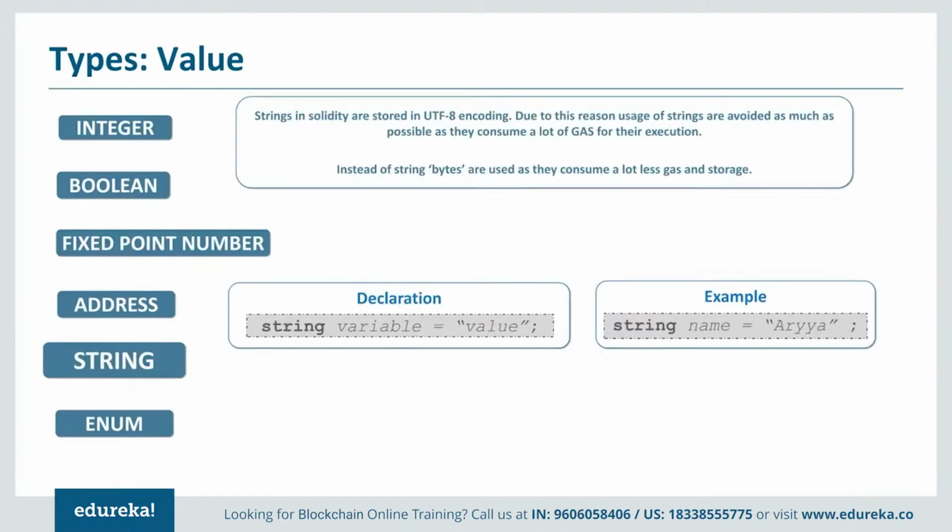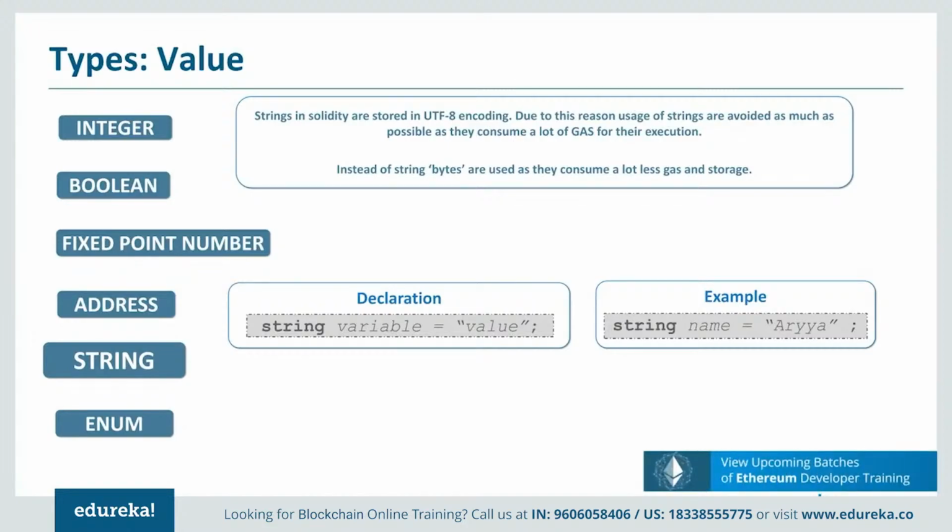So next on our list of data types, we have strings. Strings in Solidity are stored in the UTF-8 encoding. Due to this, strings consume a lot of space on the Ethereum virtual machine. Because of this, strings are avoided or used as little as possible, as they consume a lot of gas for their execution. Instead of strings, the usage of bytes for such variables has always been promoted by Ethereum developers.